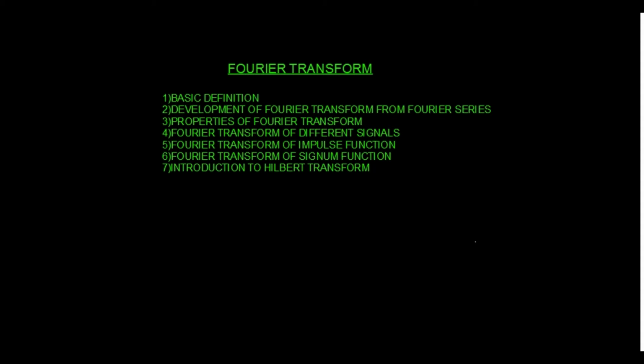And then we will take the Fourier transform of the impulse function. Take the impulse function and apply the Fourier transform formula and see what we get. And similarly take the signum function and apply the basic definition of Fourier transform and see what we get. Finally we will discuss an introduction to Hilbert transform.